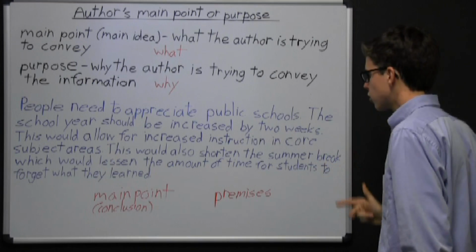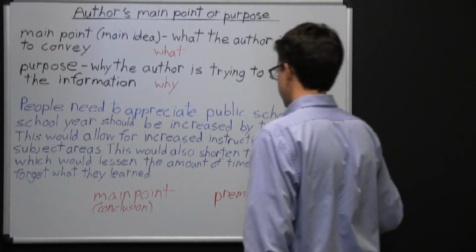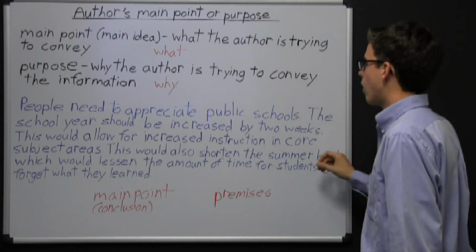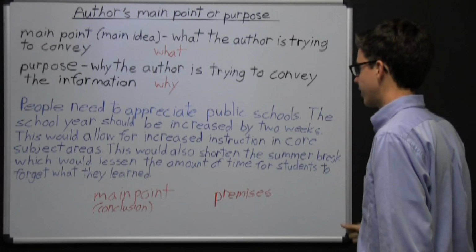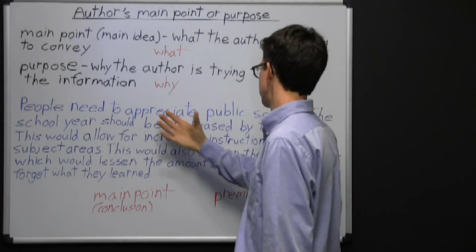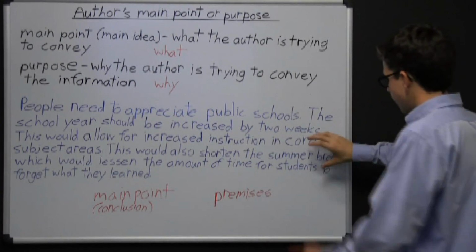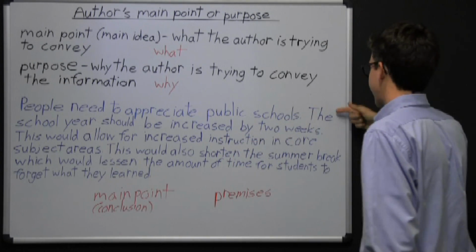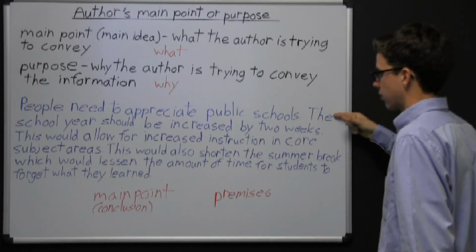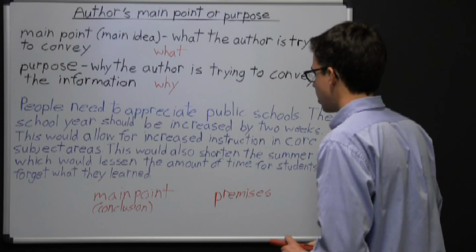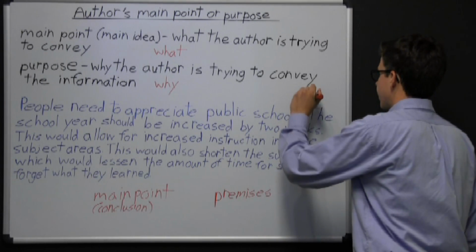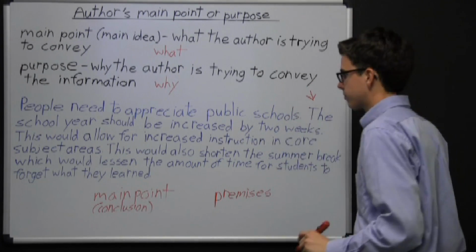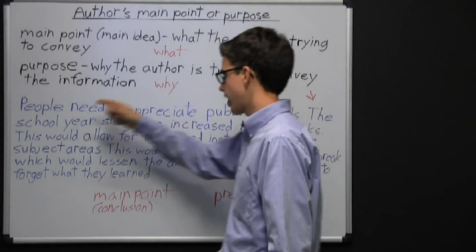Okay? So, these next two sentences talk about why it'd be good to increase the school year by 2 weeks. They don't talk about why people need to appreciate public schools more. So these two sentences, these last two sentences, are basically premises backing up this sentence right here, saying the school year should be increased by 2 weeks. So this second sentence here is the main point. This first sentence is really a distractor.